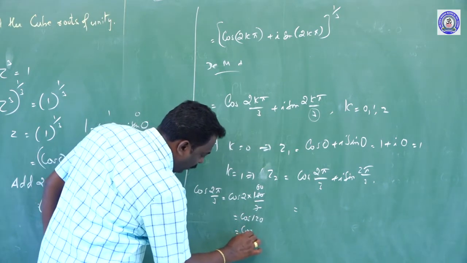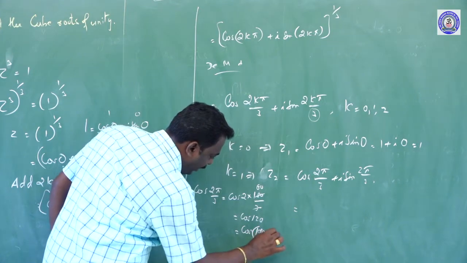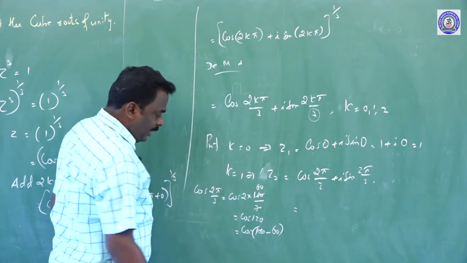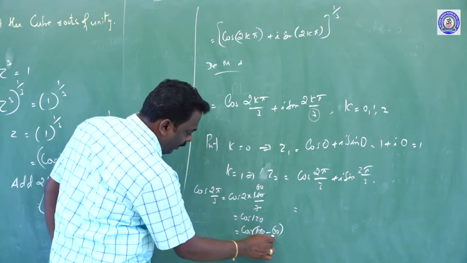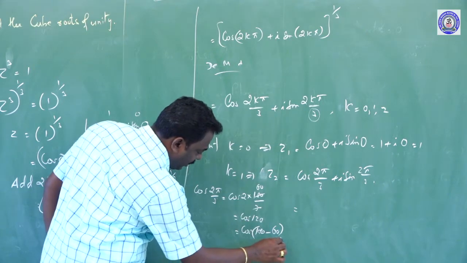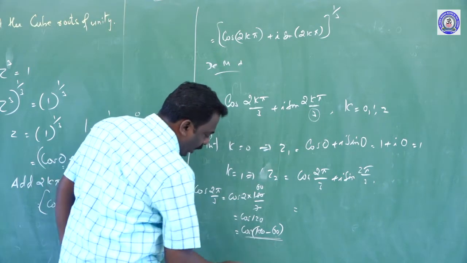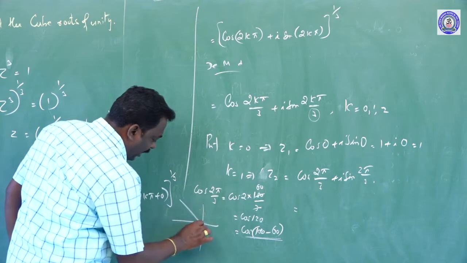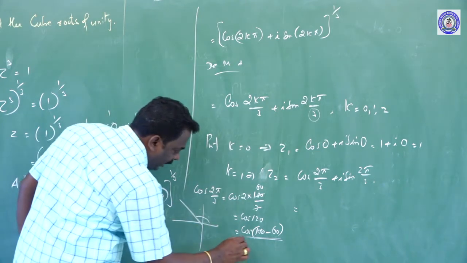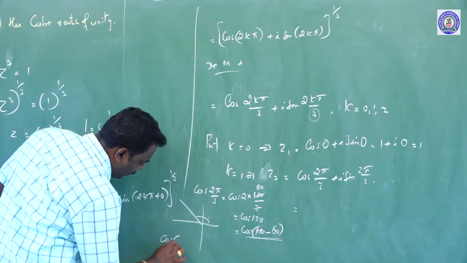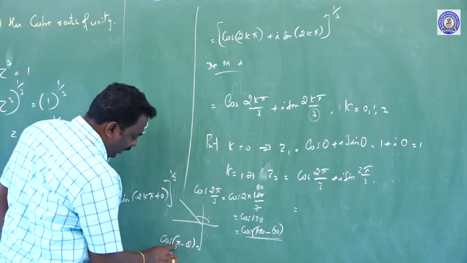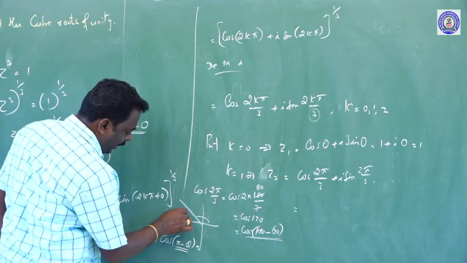We can write cos 120 as cos(180 minus 60 degrees). We are separating these two terms and we get 120 degrees. Therefore, in which quadrant does the argument lie? This lies in the second quadrant. The second quadrant is 180 minus theta. Therefore, it is cos(π minus θ) in the second quadrant.